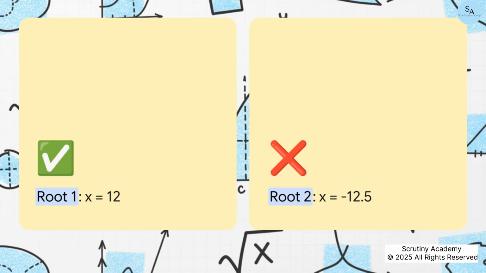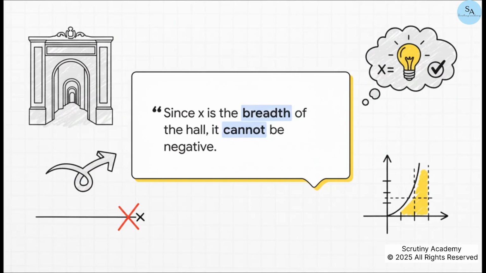Now mathematically, both of those are perfectly correct, but we're building a prayer hall in the real world. Which one actually makes any sense? Exactly. It's kind of a no-brainer when you think about it. You can't have a building with a negative width.